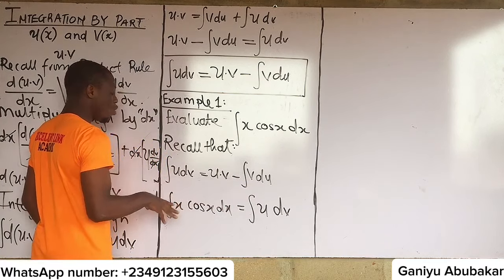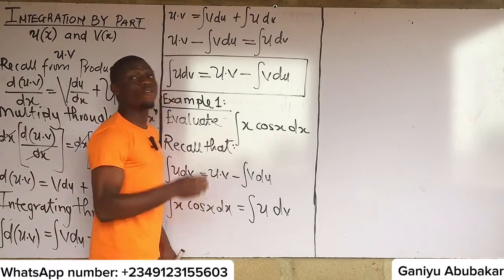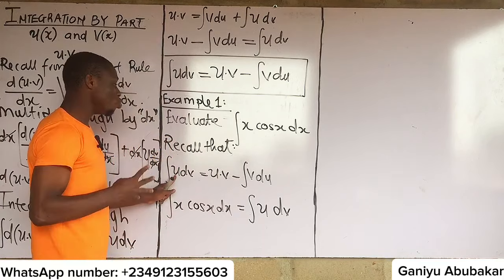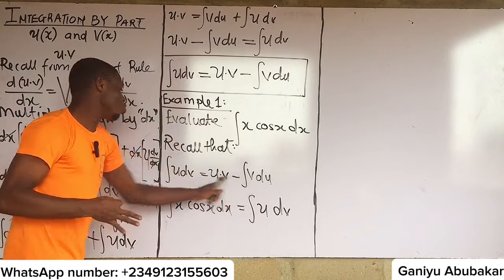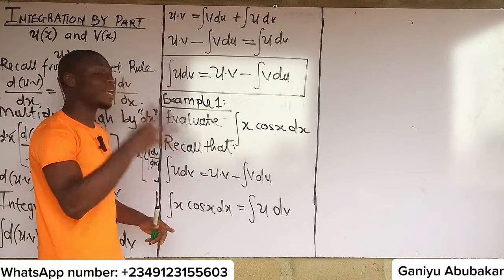That's the concept. When it comes to integration by parts, you are looking for 4 parameters. You need to know u. You need to know du. You need to know v. You need to know dv. That's the concept. There are 4 parameters you are looking for.